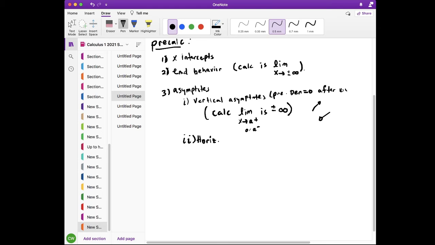All right, how do you find horizontal asymptotes? The pre-calc or calc method? This kind of falls under end behavior. When you look at the limit as x goes to infinity, if it's equal to something, then it's a horizontal asymptote. Okay.